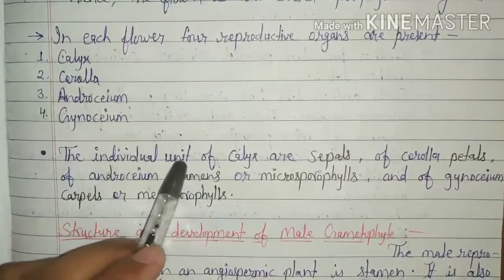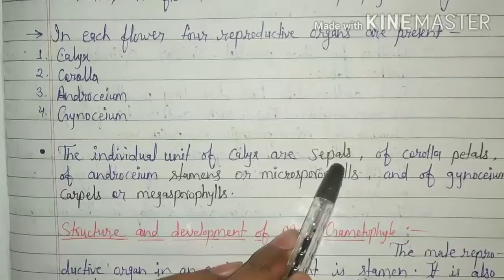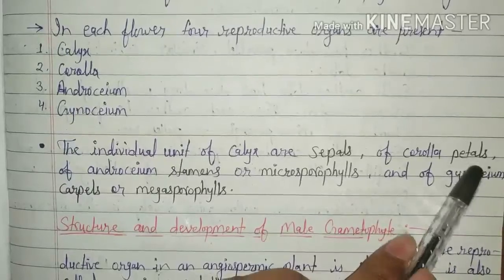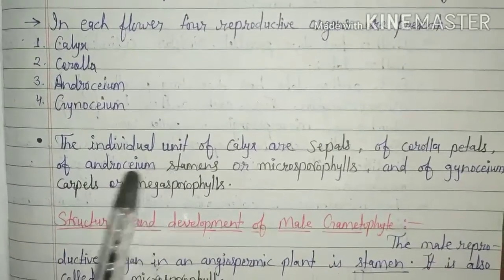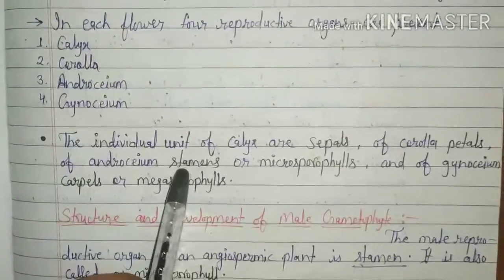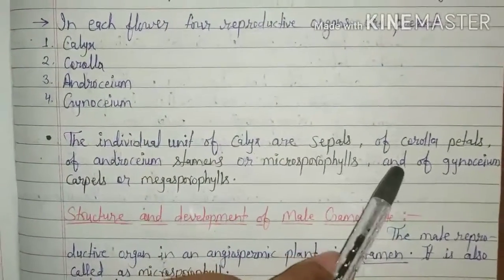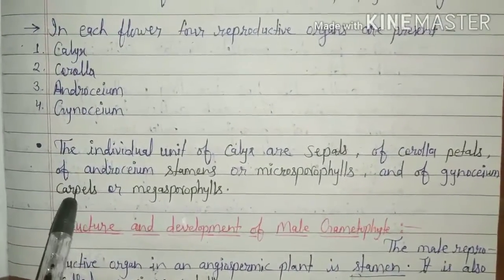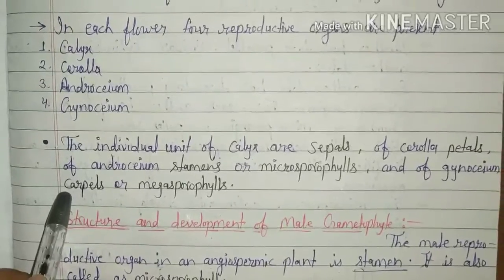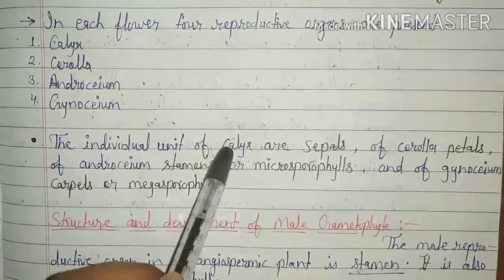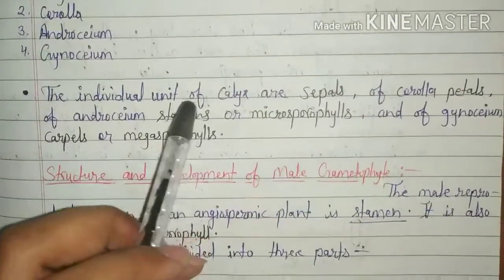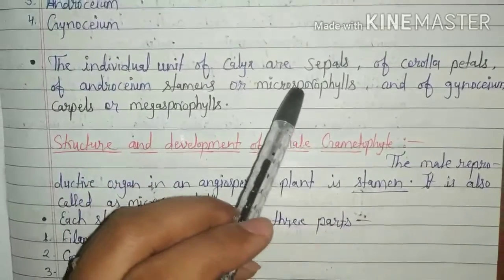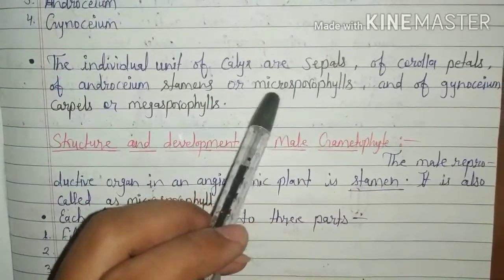The individual unit of calyx is called a sepal. Individual units of corolla are called petals. Individual units of androecium are called stamens, and the individual unit of gynoecium is called a carpel. Calyx and corolla are accessory whorls, but androecium and gynoecium are the reproductive parts of the flower.